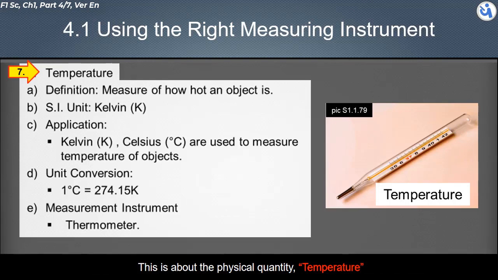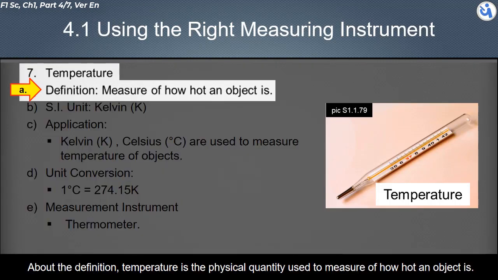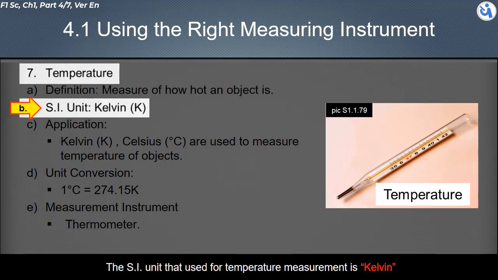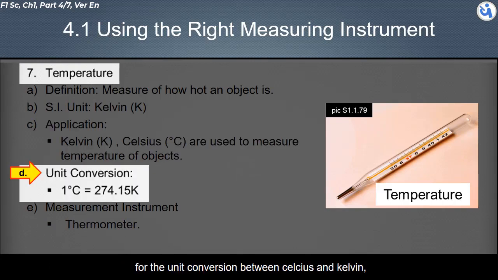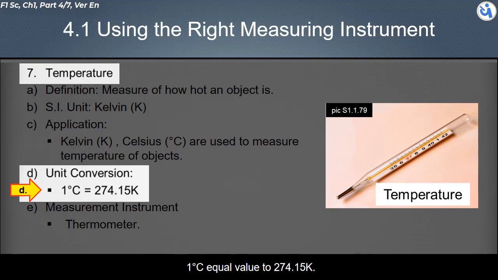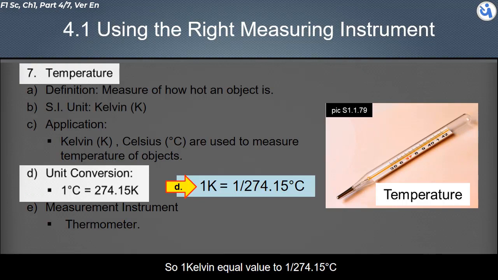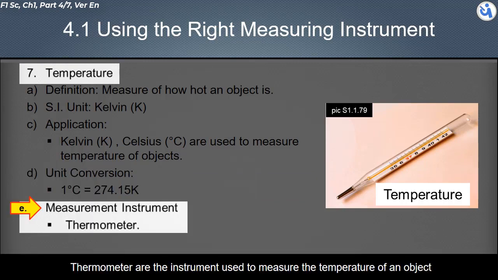This is about the physical quantity, temperature. About the definition, temperature is the physical quantity used to measure how hot an object is. The SI unit used for temperature measurement is Kelvin. For application, Kelvin and Celsius are the units used to measure temperature of objects. For the unit conversion between Celsius and Kelvin, 1 degree Celsius is equal in value to 274.15 K. So 1 Kelvin is equal in value to 1 divided by 274.15 degrees Celsius. Thermometer is the instrument used to measure the temperature of an object.